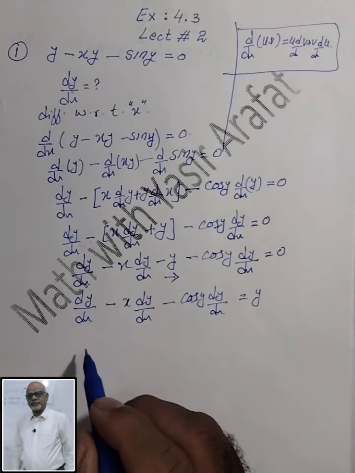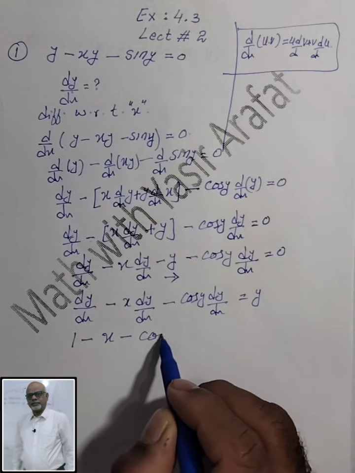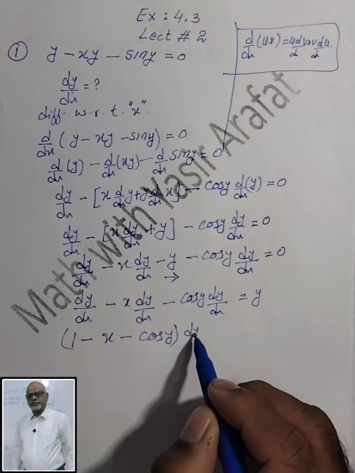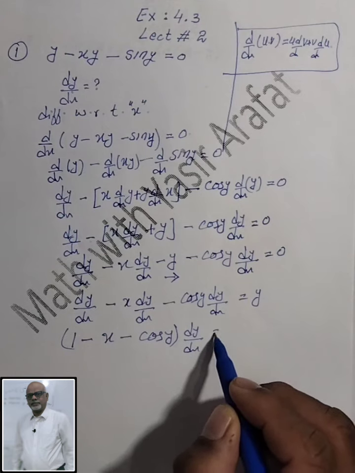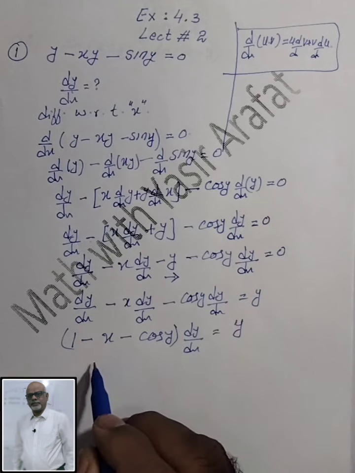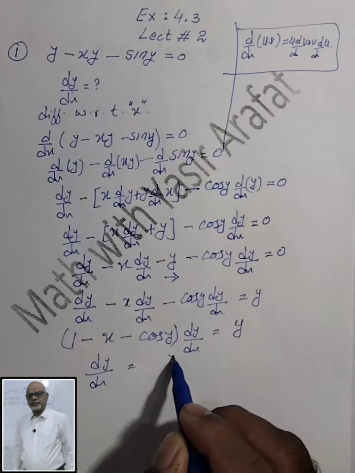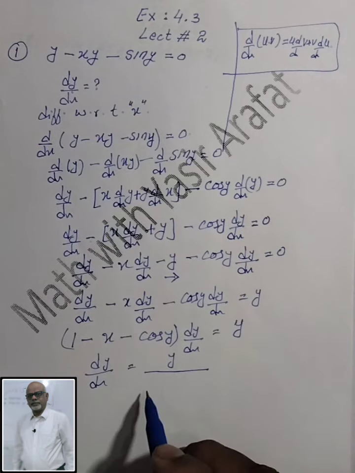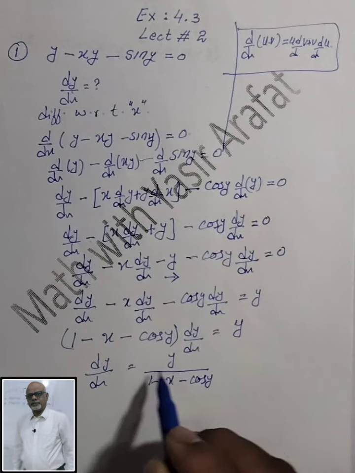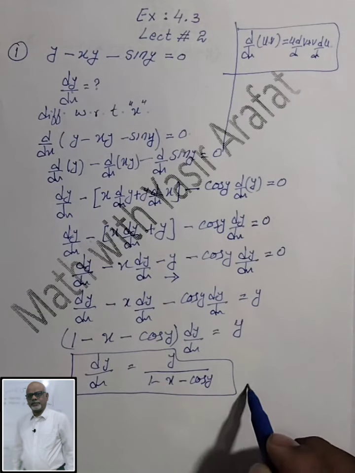Now we have to take out dy upon dx common here. So this is 1 minus x minus cos of y, times dy over dx, it is equal to y. So this is in product form. We have to shift this one to the right hand side, and this is y over 1 minus x minus cos y, dy upon dx. This is the answer of this question.